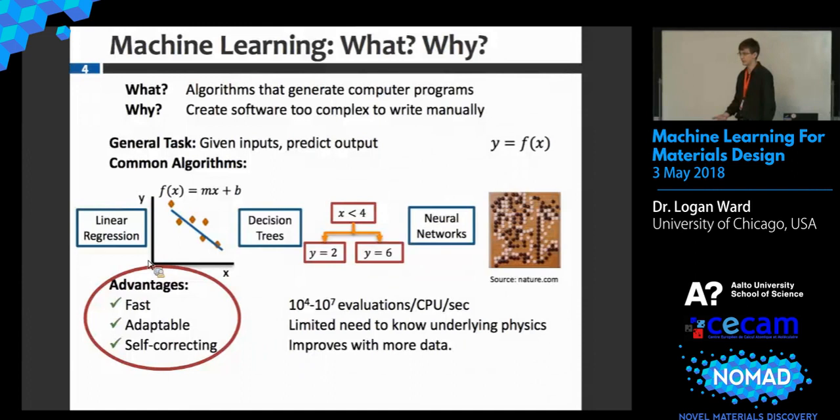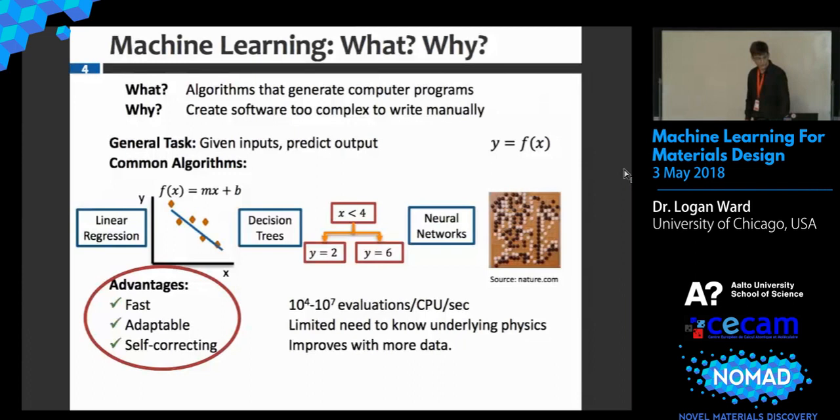As I've already mentioned, they're computationally inexpensive. You can evaluate them at rates far exceeding most physics-based materials models. They're adaptable. You can use machine learning without a complete understanding of the physics driving the problem. And additionally, they're self-correcting. Simply by adding more data, in many cases, you can improve the accuracy of a data-driven model.